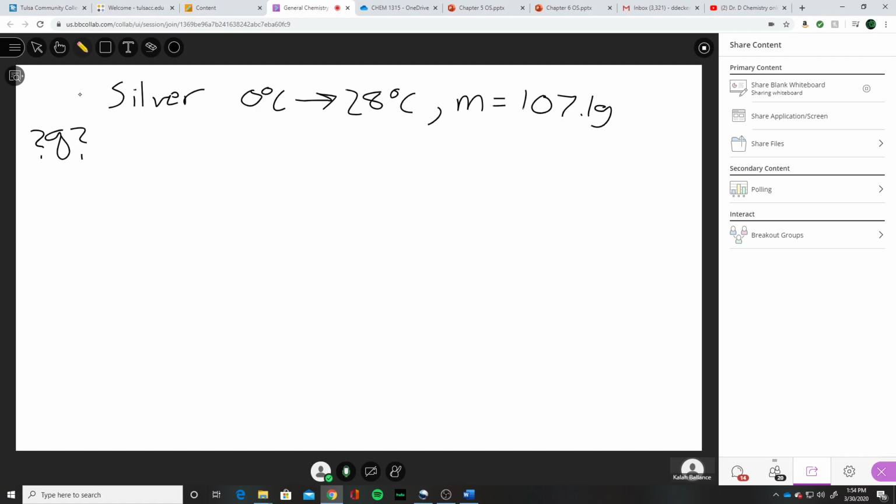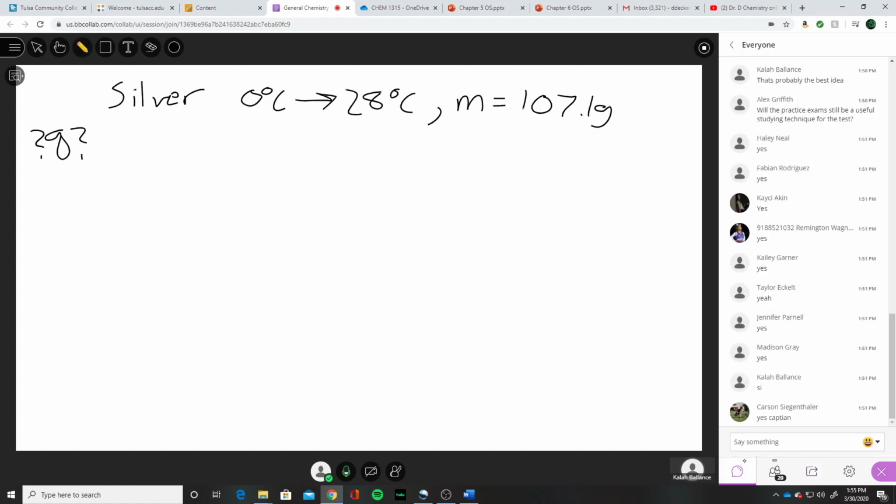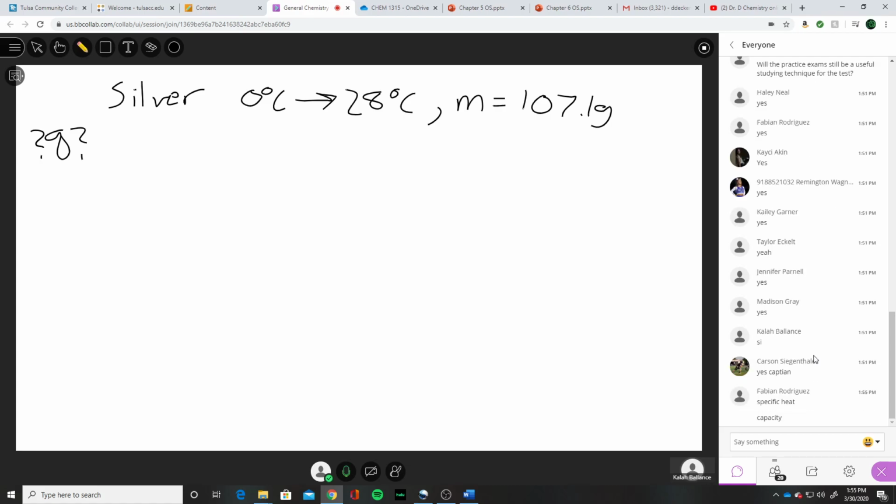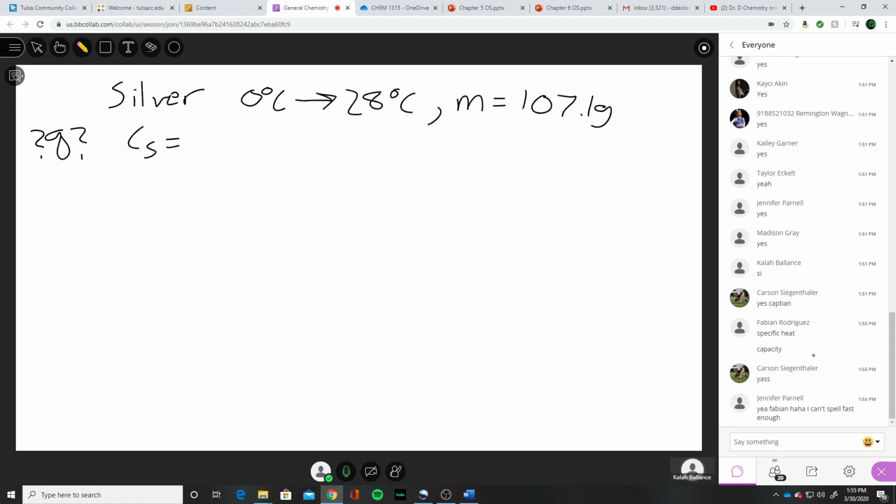So given what I've told you already, what are we going to need in order to solve this problem? Does anyone know? There's something that we're going to have to look up somewhere else. What is that? The specific heat. Yes. We need the specific heat capacity, or the heat capacity, or the specific heat, or whatever you want to call it. So we are going to look in the book to find that. I am looking through here right now to find that myself. Where is that? I know it's here. There it is. Okay. When we look up the heat capacity, what we find is CS for silver is 0.235 joules per gram degrees C.